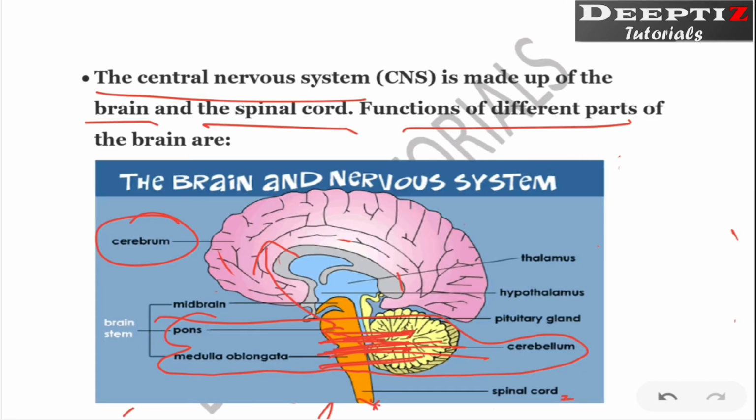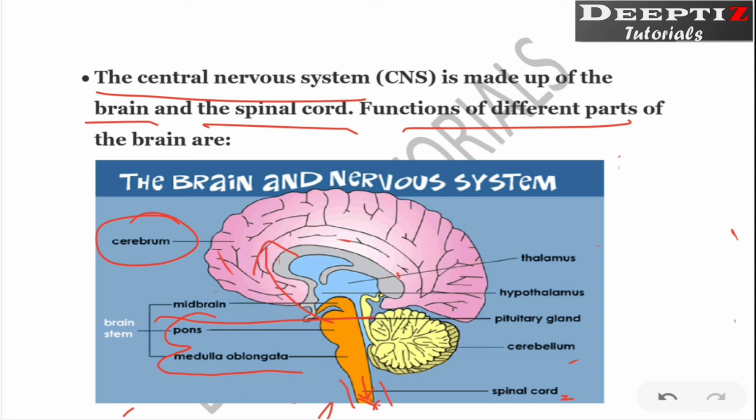So what about medulla? Medulla controls involuntary activity and it continues as spinal cord, and this spinal cord is protected by a bone structure. We call it the vertebral column.